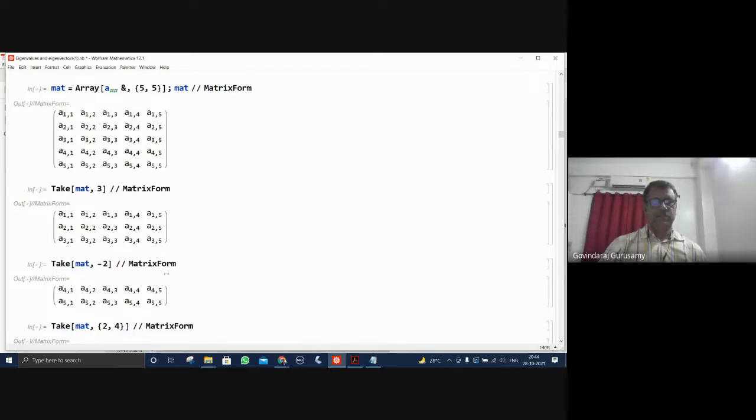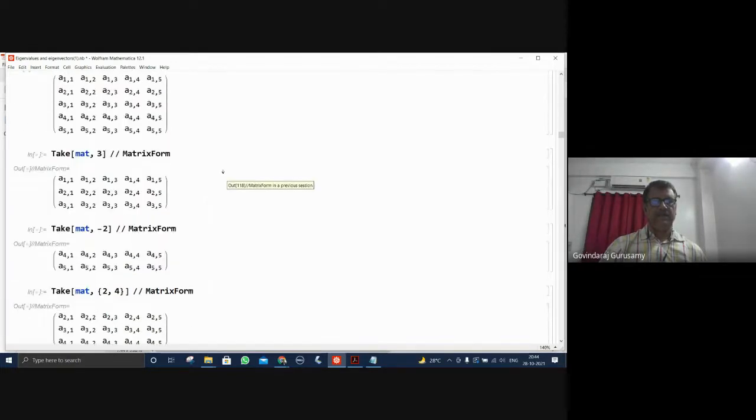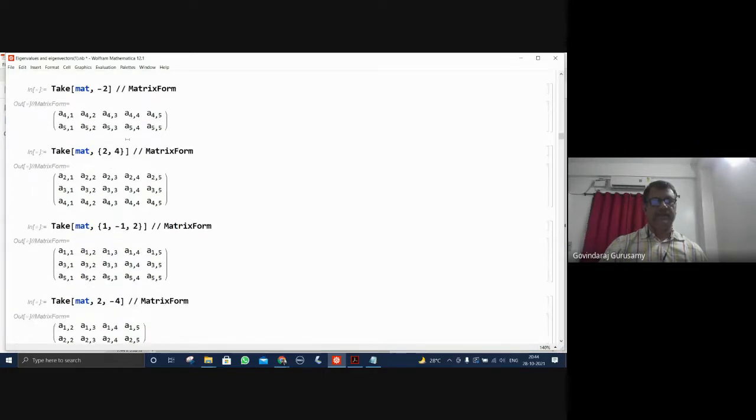So take mat minus 2 matrix form. Okay, so take minus 2, which means the last 2 rows it's asked to take. You're asking to take the last 2 rows, 5, 1, 4, 1, 4, 1, 5, 1. This completely has been taken by these numbers. Then 2, 4 is what the numbers that we are taking out. 2, 2, 4, 3 and 4. We are leaving the first one and the last one.